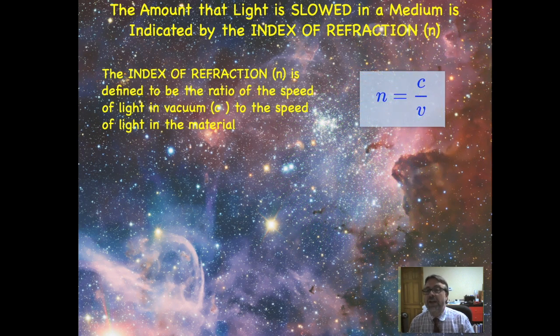Well, when we do measure it, we define the index of refraction to be the ratio of the speed of light in vacuum, that's c, 3 times 10 to the 8th, divided by the velocity of light inside the material. So if this was the index of refraction for glass, this would be 3 times 10 to the 8th meters per second divided by whatever the velocity of light was in glass. If this was the index of refraction of diamond, this would be the speed of light in vacuum, 3 times 10 to the 8th meters per second, divided by whatever the speed of light in diamond is.